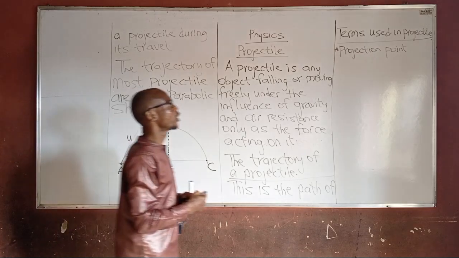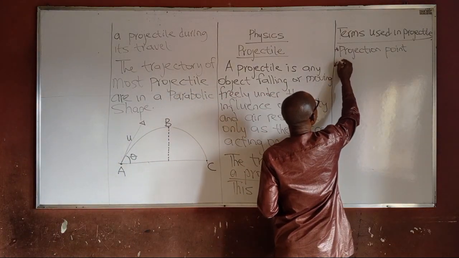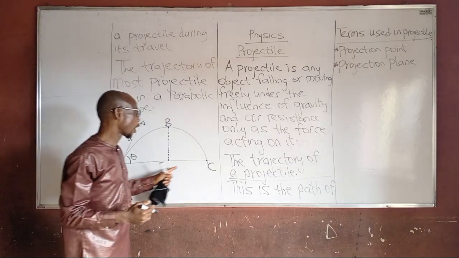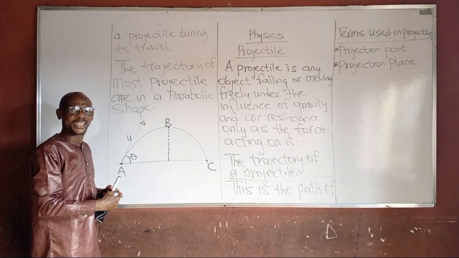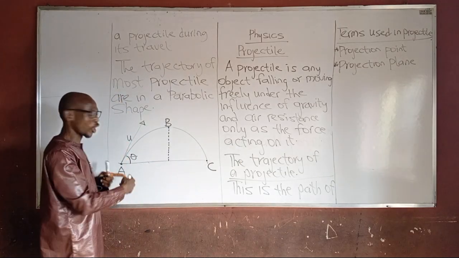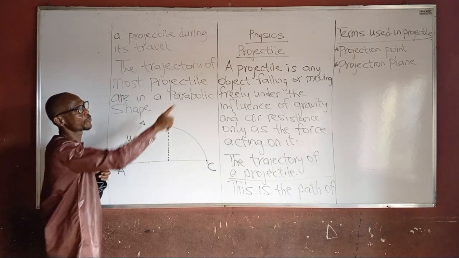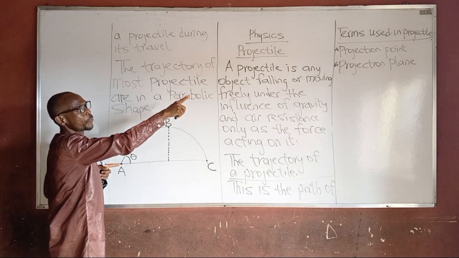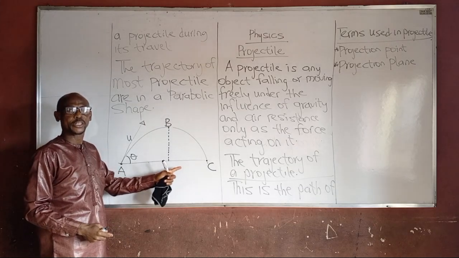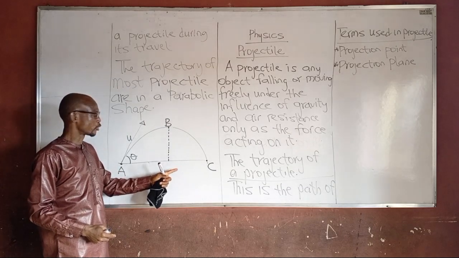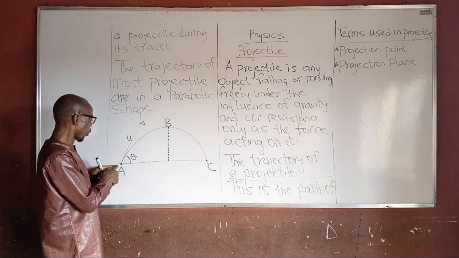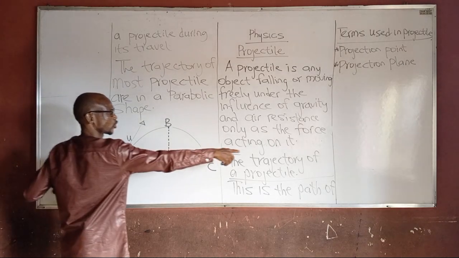Then I'll talk about the projection plane. What is the projection plane? The projection plane is a horizontal line. A horizontal line through the point of projection, or what we call the projection point, is referred to as the projection plane, which I can represent with this outline AC.